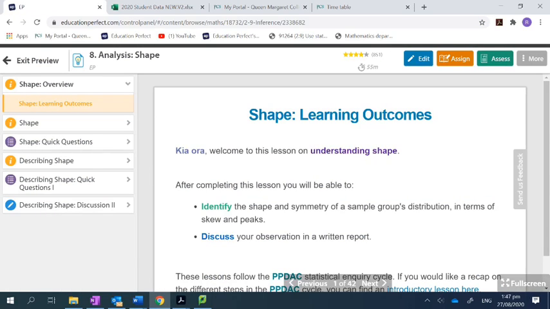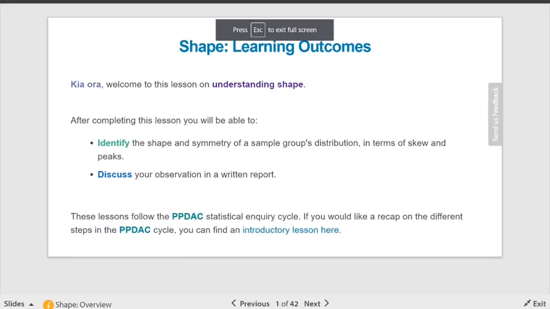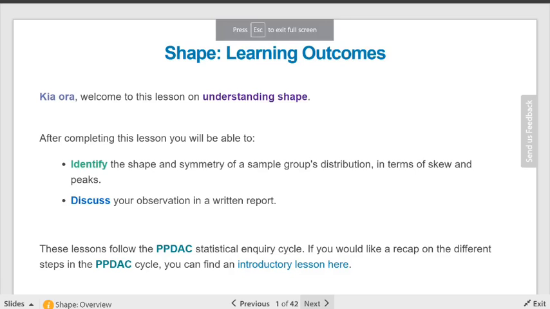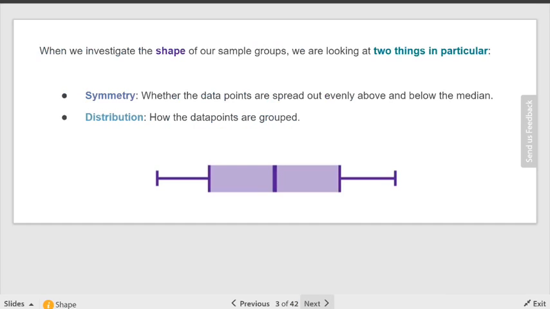So here we go. We're going to be talking about shape, being able to identify and discuss the different ideas of shape. The first thing we're going to talk about with shape, we're going to look at 2 things in particular. One of these 2 things is going to be true. You're going to discuss one of these, and you're going to use these to define what you see, okay?